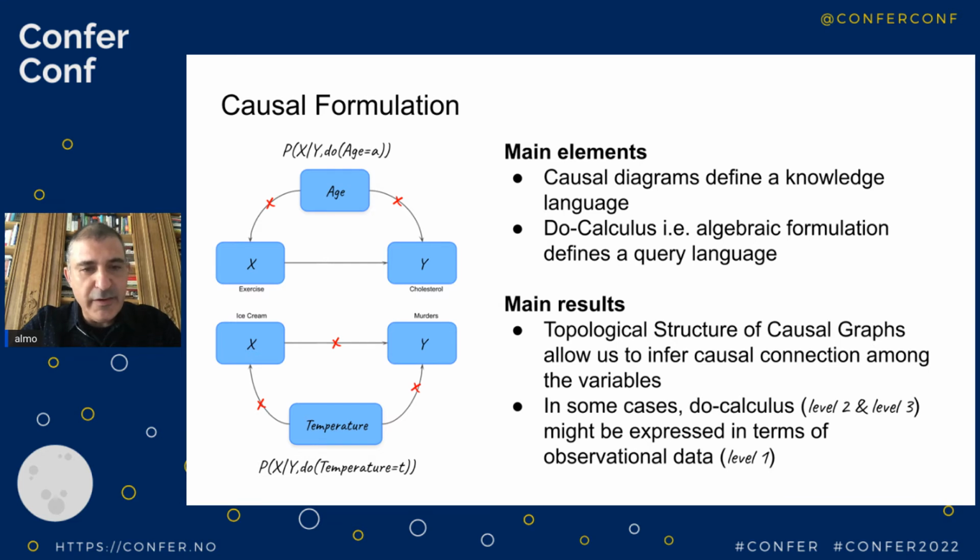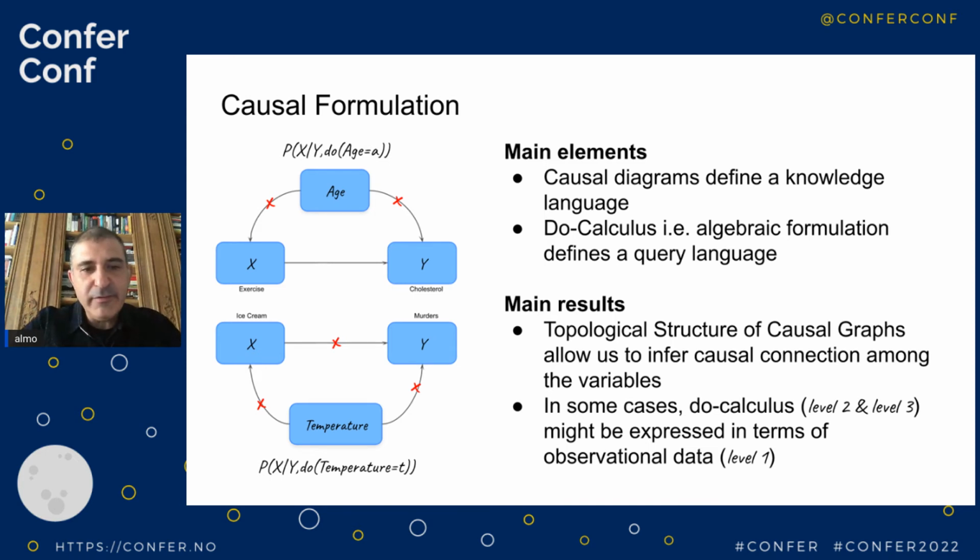So using the example that I presented before, you can see here that age is affecting exercise and cholesterol. So what we had to do in order to analyze the dependencies and make decisions is basically fix the analysis for a concrete age. So we are able to remove those dependencies of the data, providing a proper analysis context.